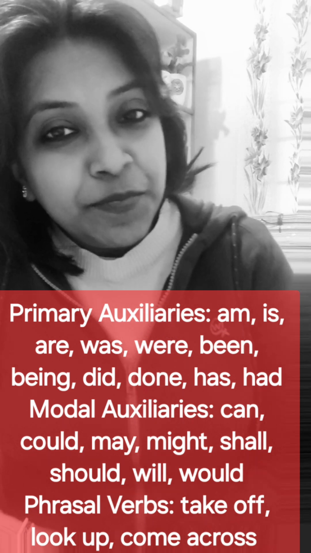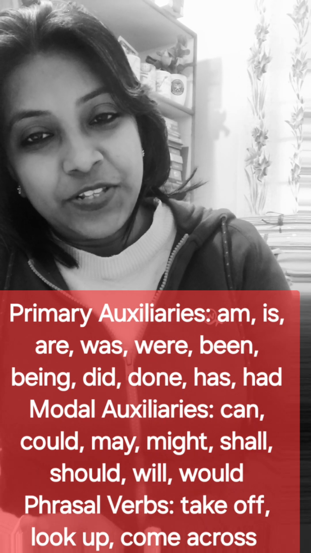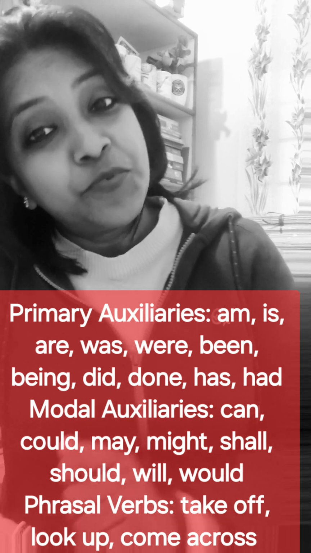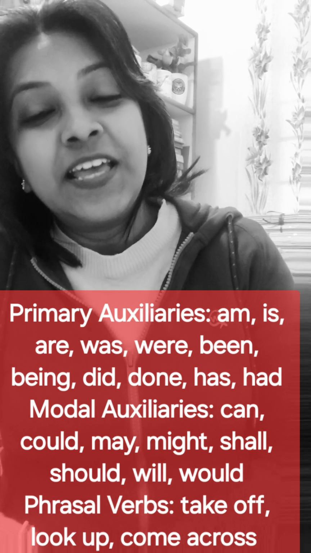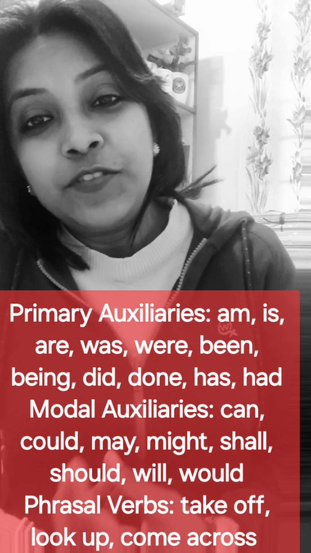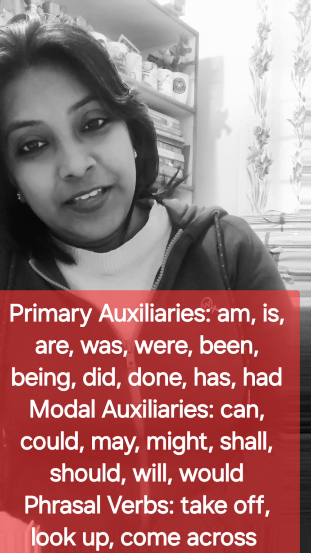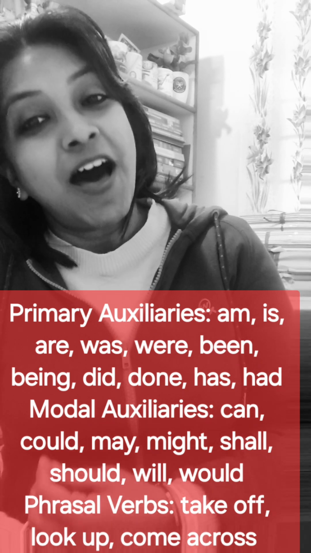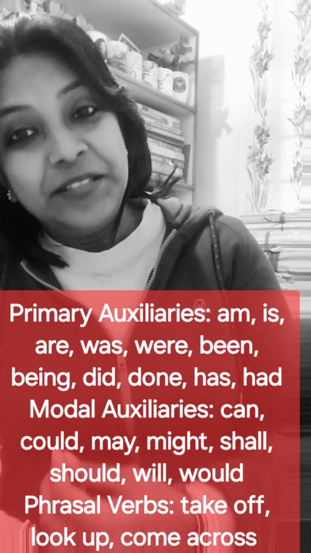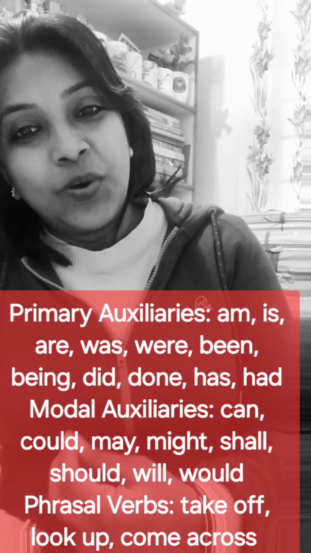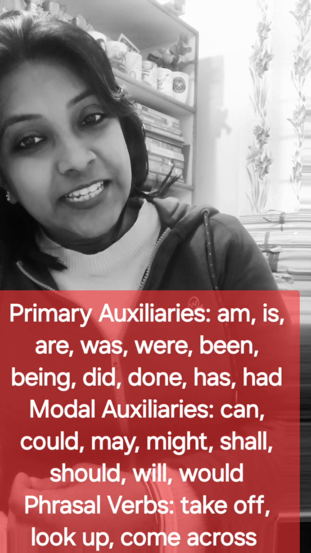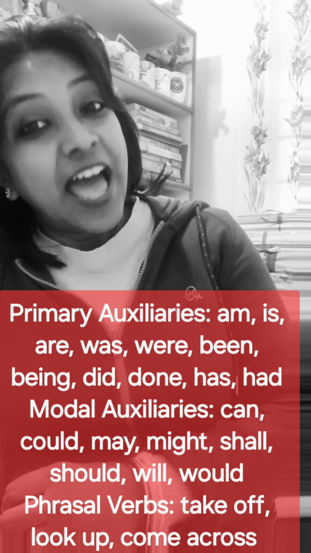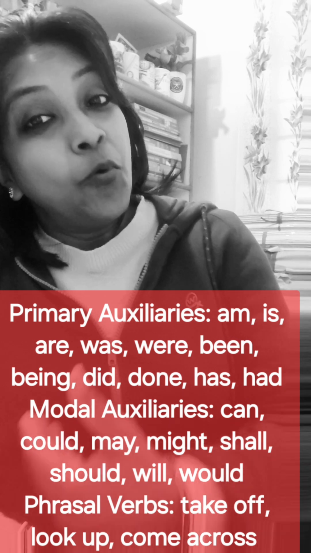Now, primary auxiliaries and modal auxiliaries. When we talk about auxiliary verbs, there are two classifications. Primary auxiliaries, which means they are the different forms of the be, do and have verbs. So be, what are the different forms of the be verb? Am, is, are, was, were, been, being, right? Do, what are the different forms of do? Does, done, did. And the different forms of have are have, has, had.